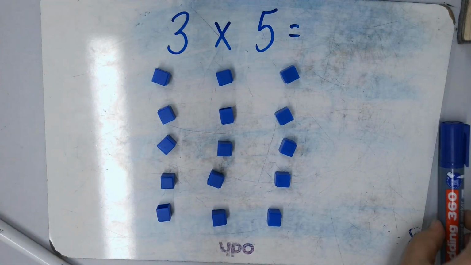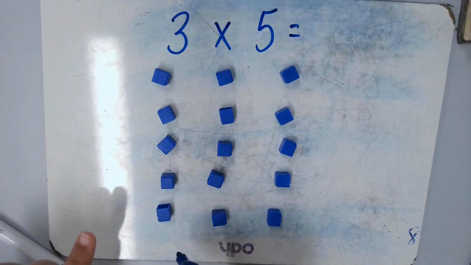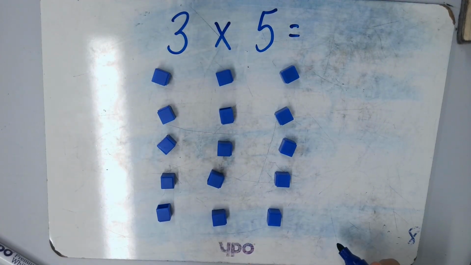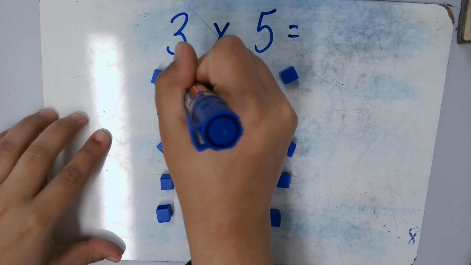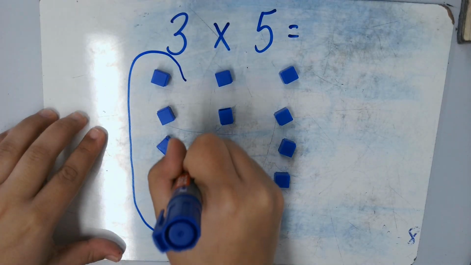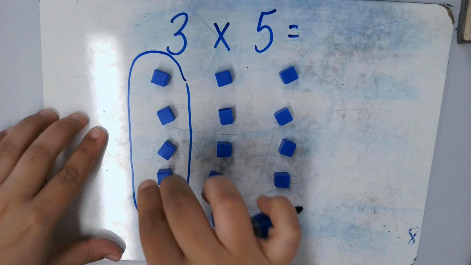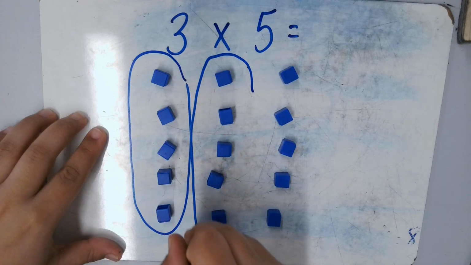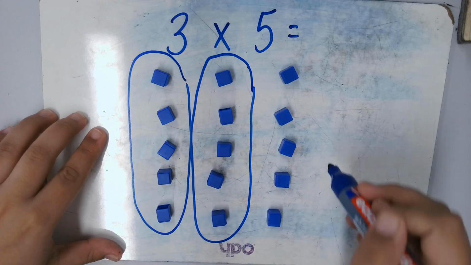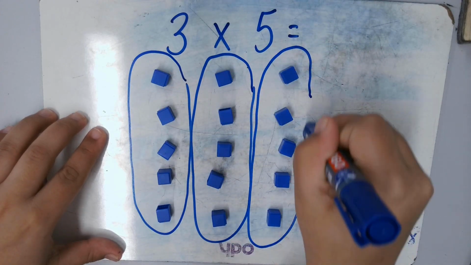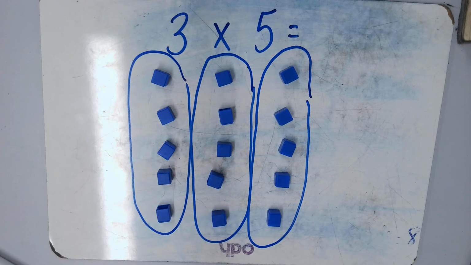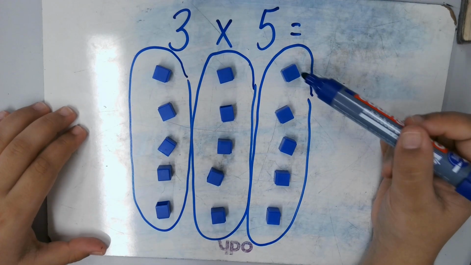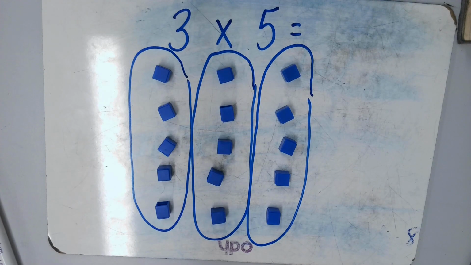Right. You can see here, I've got my 3 groups with 5 in each group. I'm going to circle them just so it's really clear. 1, 2, 3, 4, 5. 1, 2, 3, 4, 5. And 1, 2, 3, 4, 5. 3 groups of 5 is the same as saying 3 times 5.